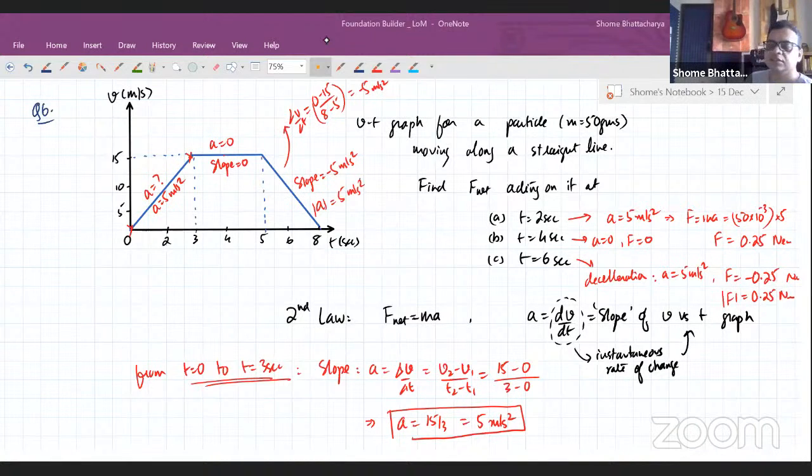That is why they have given the answer 0.25 newtons opposite to the motion for C part and 0.25 newtons along the motion for A part. Whereas for B part, it is 0.